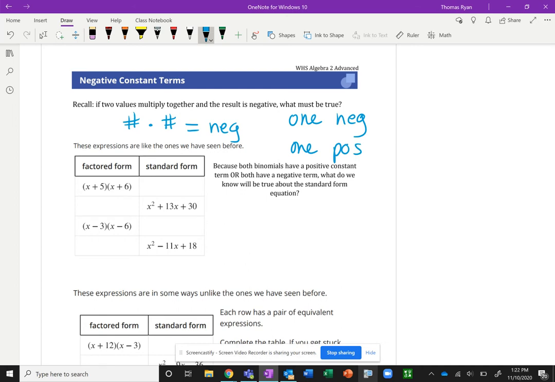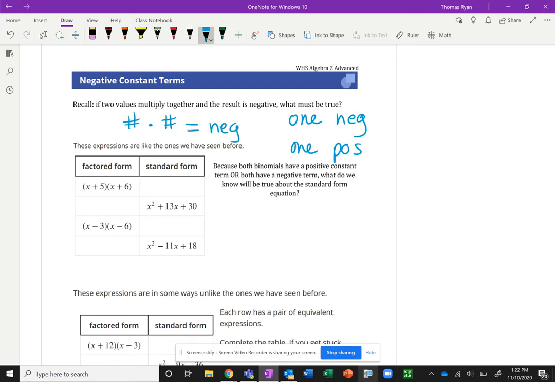The pattern still holds, guys. The pattern still holds. Okay? So these are the ones that we just saw before. Both binomials have a positive constant or both have a negative term. What do we know will be true about the standard form?